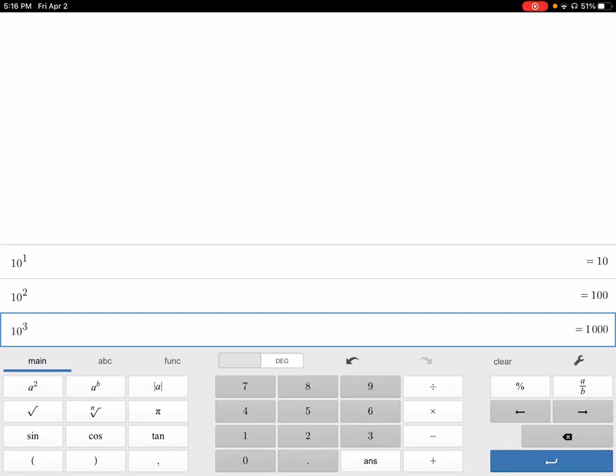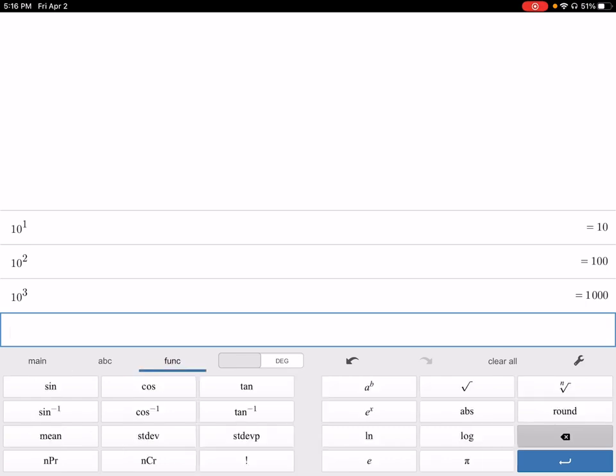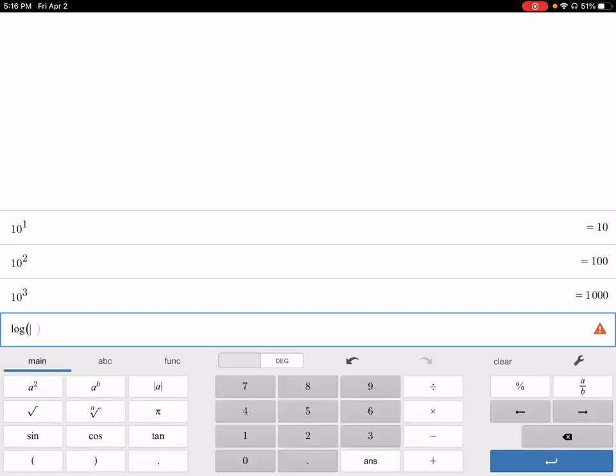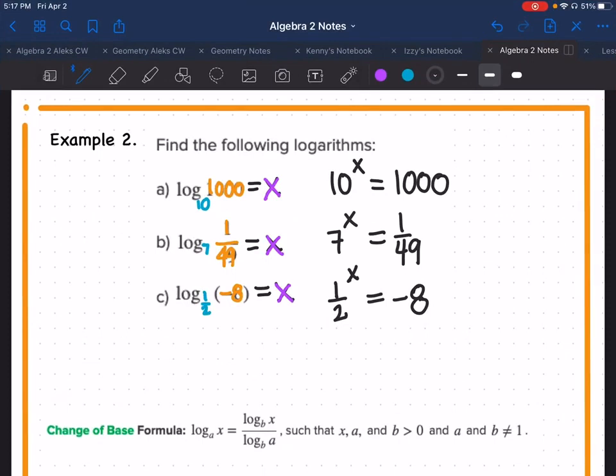There we go. Now, if you were thinking, Miss, I really think that I could have just put this in the calculator, you're right. We could have just simply gone to the function. We could have pressed log, there it is right there, and then we could have gone back to the main and pressed 1,000, and take a look at that. We got our answer of 3. Okay, so let's go back to Goodnotes and x equals 3.